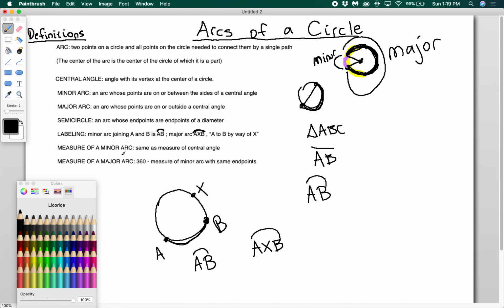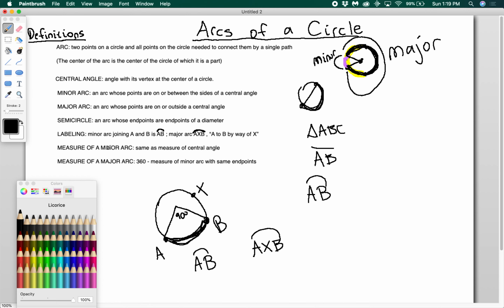The measure of a minor arc is the same as the measure of the central angle. So if this is right around 90 degrees, then the measure of this arc, we measure arcs in degrees. Lengths of arcs we can measure in centimeters or millimeters or units of length, but the measure of an arc, I say this arc here is 90 degrees.